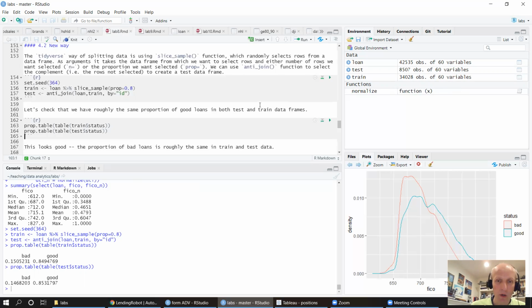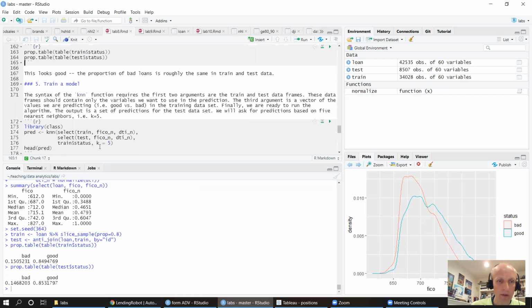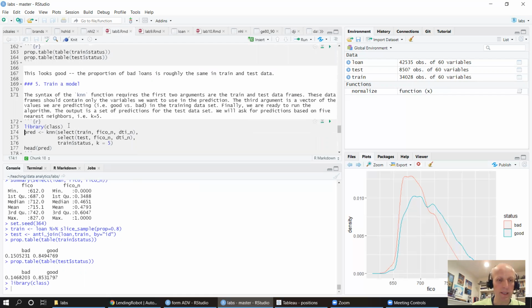Let's run the algorithm. Okay, we're going to need the class package. We already know from lab 7 the syntax of the KNN function. It takes the training data set with just the predictor columns as arguments, the test data, again with just the predictor columns as arguments, and a vector of labels for the training data set, so that it has something to learn, so that we tell it in the training data set which loans are good, which loans are bad.